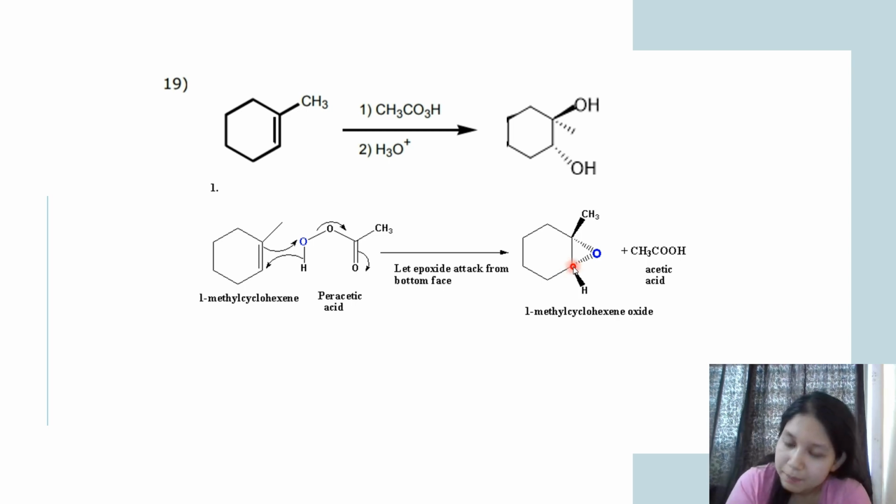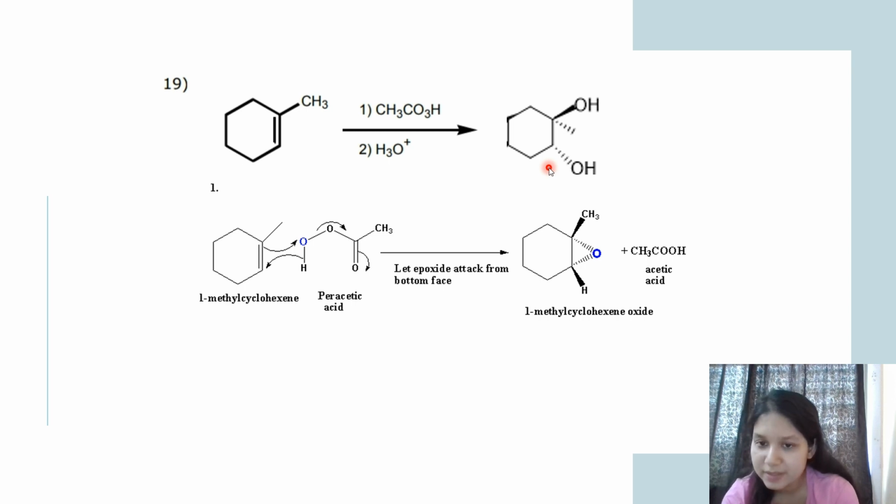Why this side? Because I told you in the last example that the incoming nucleophile will prefer the less sterically hindered side and also the less electron density side. So this will be the preferred one for the incoming water molecule. So the water molecule will attack here and open up the epoxide ring to give you finally this diol system.